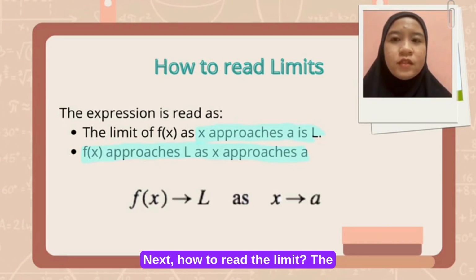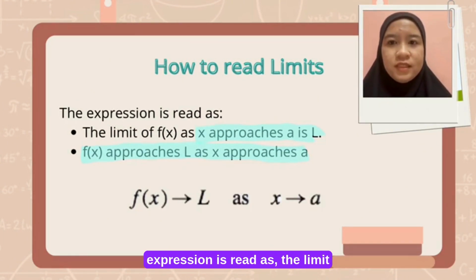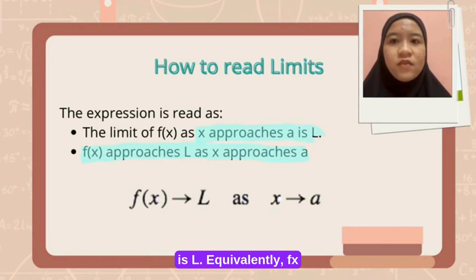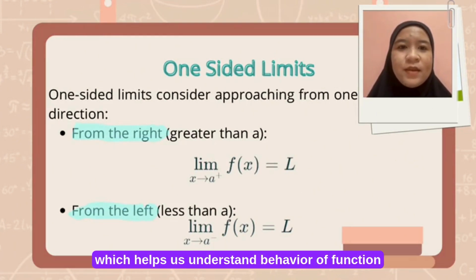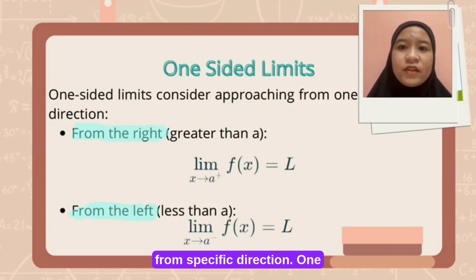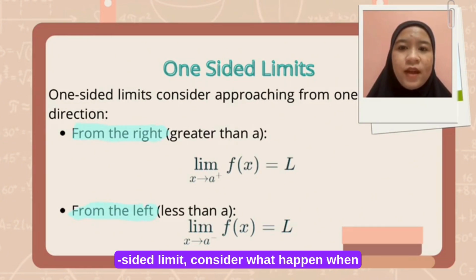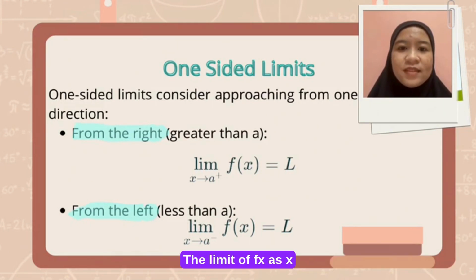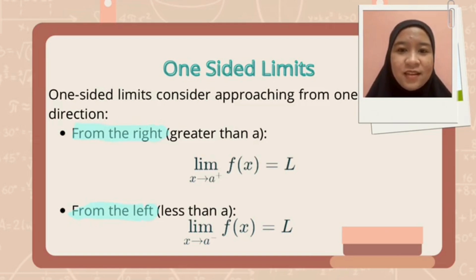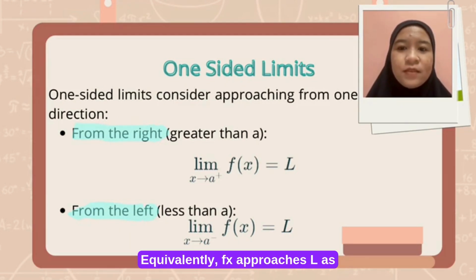Next, how to read the limit. The expression is read as the limit of f(x) as x approaches a is L. Equivalently, f(x) approaches L as x approaches a. Now, let's delve into one-sided limits, which help us understand the behavior of a function from a specific direction. Consider what happens when x approaches a from one side only. The limit of f(x) as x approaches a is L. Equivalently, f(x) approaches L as x approaches a, as shown below.